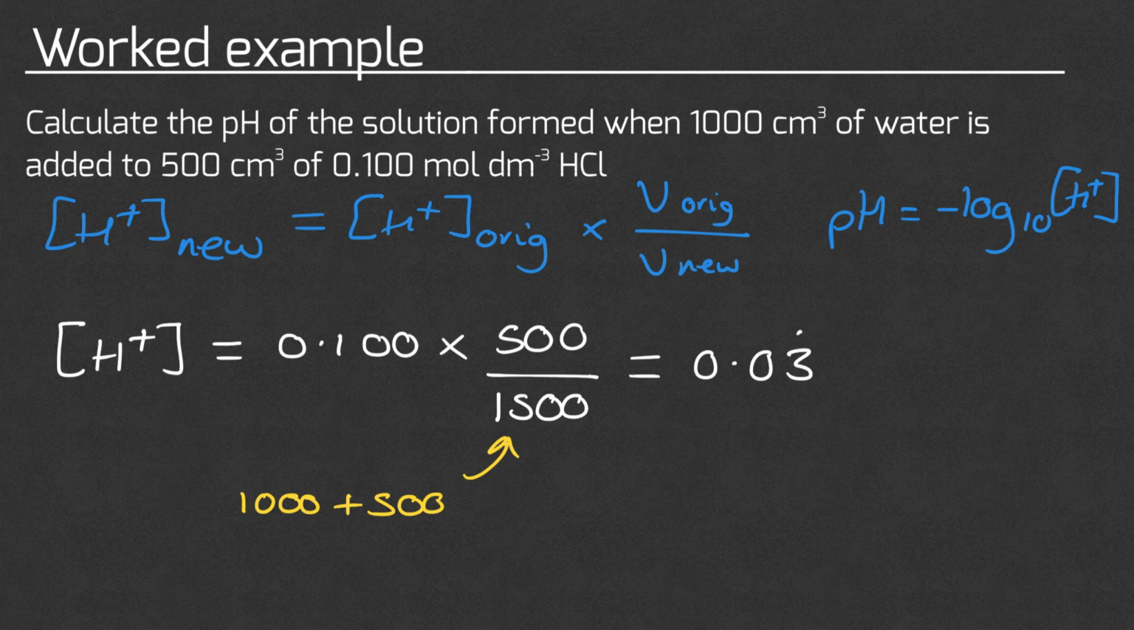So this gives us a new hydrogen ion concentration of 0.03 recurring. We can then sub this into the pH equation. And once we put it in, we just need to enter it into our calculator, making sure to give our answer to 2 decimal places.